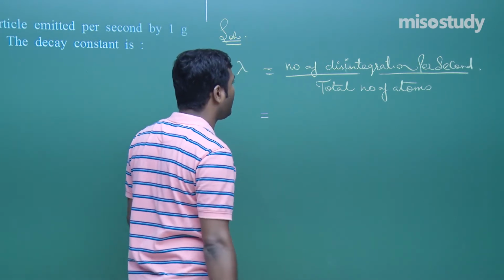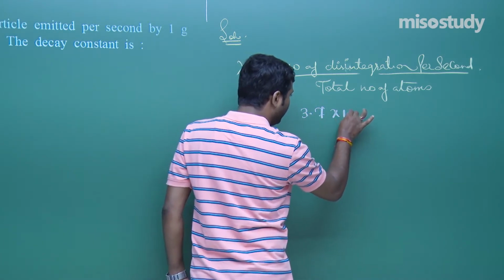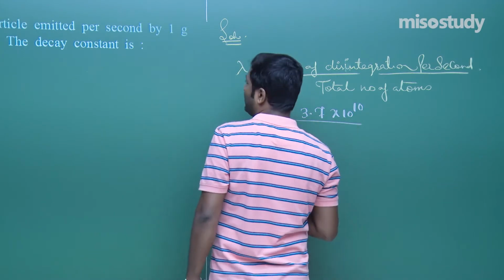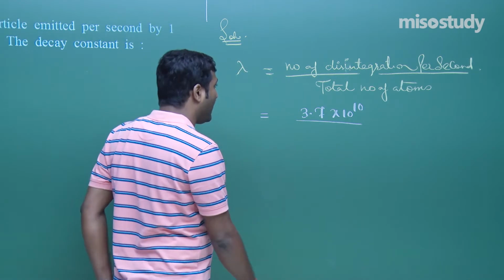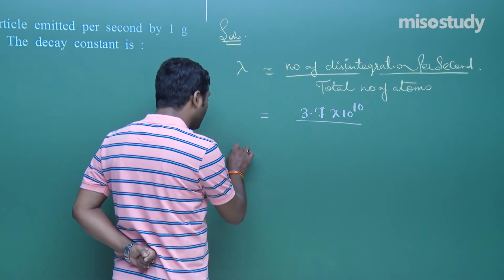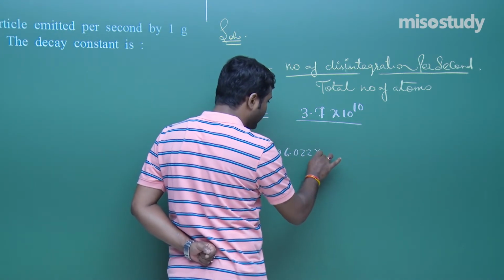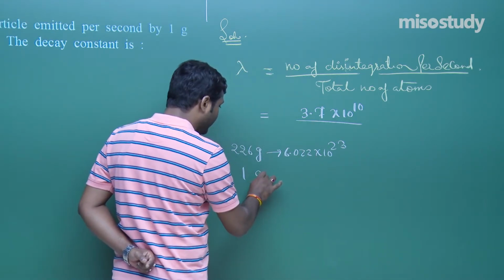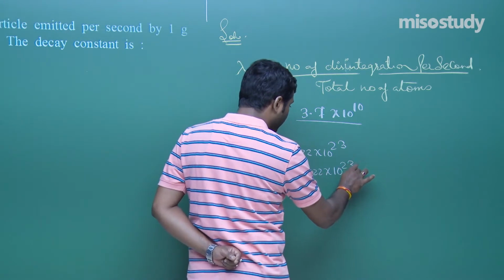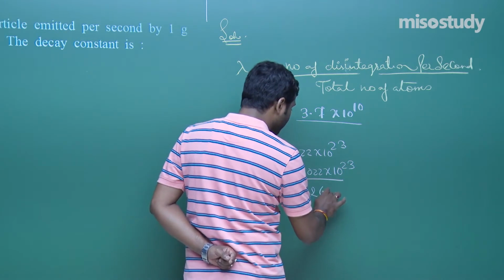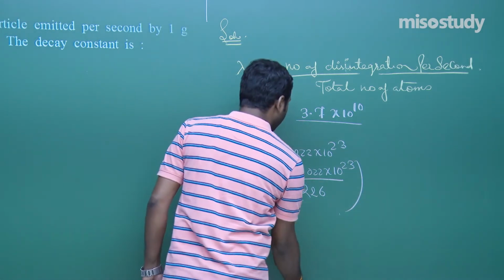What is given here? The number of disintegrations per second is 3.7 × 10^10, divided by the number of atoms in Ra, which is 1 gram. How many atoms are in 1 gram? We know 226 grams contains 6.022 × 10^23 atoms. So 1 gram will contain 6.022 × 10^23 divided by 226 atoms. So put this value here, and you will get the output.